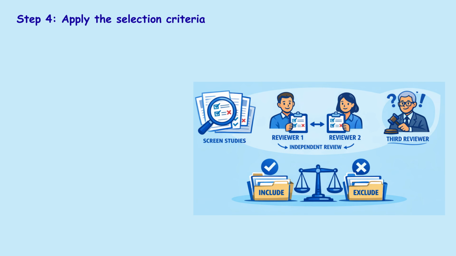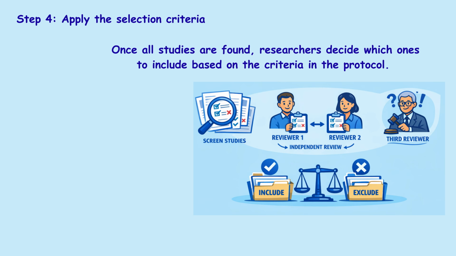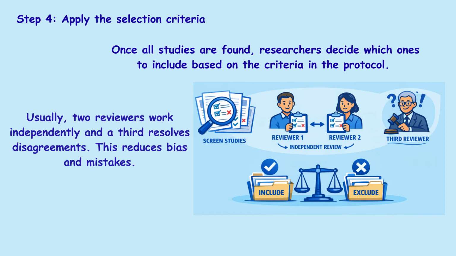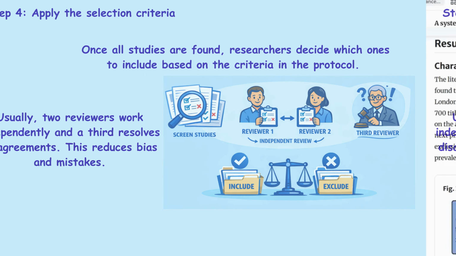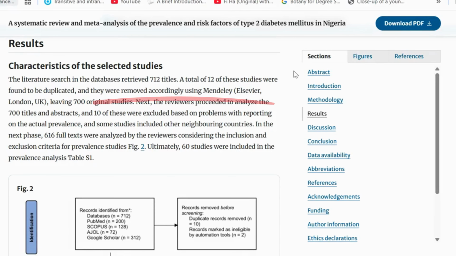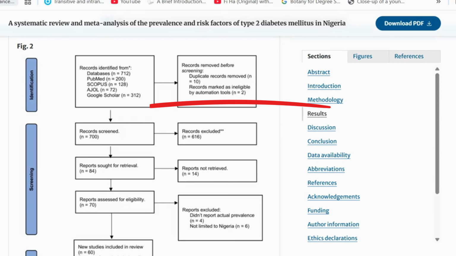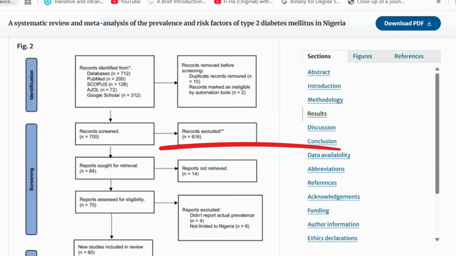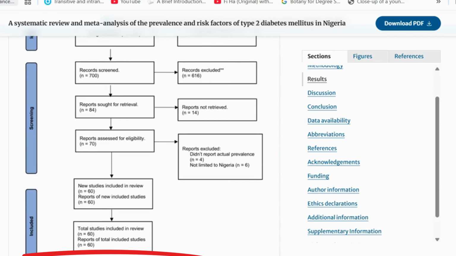Step 4. Apply the selection criteria. Once all studies are found, researchers decide which ones to include based on the criteria in the protocol. Usually, 2 reviewers work independently and a third resolves disagreements. This reduces bias and mistakes. For example, 2 reviewers screened 712 titles and removed duplicates, leaving 700 studies. They excluded 10 studies that did not report prevalence in Nigeria. Then, they read 616 full-text articles and finally included 60 studies in the analysis. The PRISMA flow diagram showed exactly how studies were included or excluded.